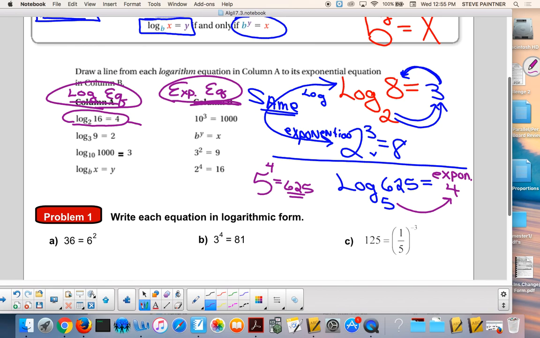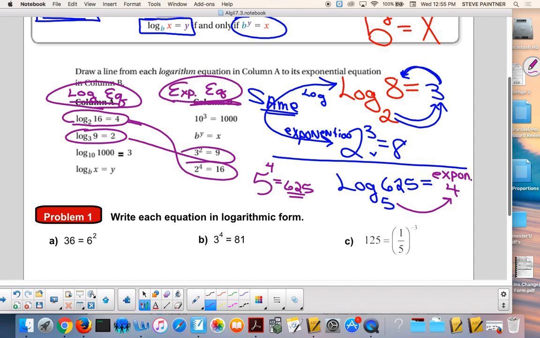Which exponential equation matches up with the last one? Right there. 2 to the 4th is equal to 16. That's exactly right. What about the second one? Where does that go? 3 squared equals 9. Yeah, 3 squared equals 9.